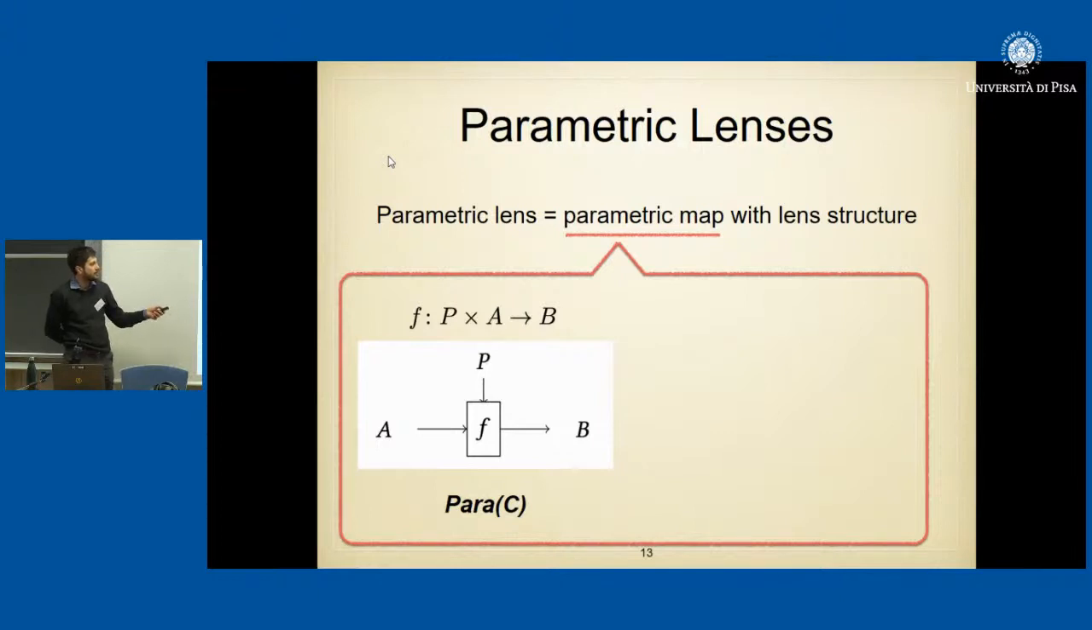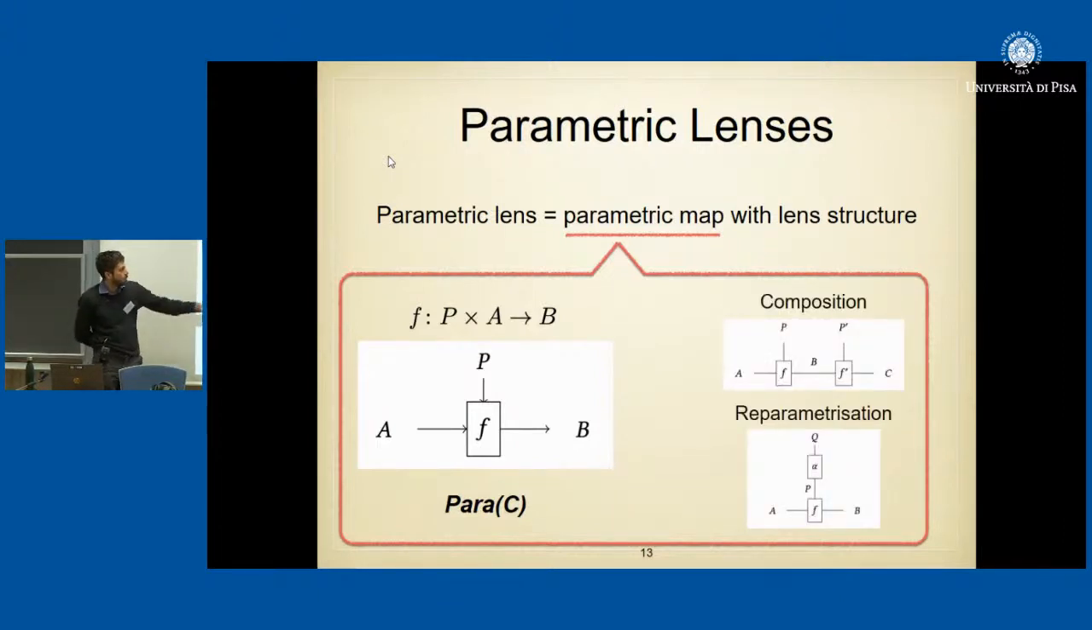A parametric map simply is a map that is parametric in a certain parameter space P. So you can build a category Para of C where morphisms from A to B are arrows that go from P times A to B for a certain parameter space P. When you compose them, you enlarge your parameter space. So of course, you need the Cartesian product in this category. And you can also have another operation, which is called reparameterization, in which you change your parameter space. So essentially, as you see here, you simply plug a new alpha and Q on the top of the original F, and you convert your Q's into P's along the way.